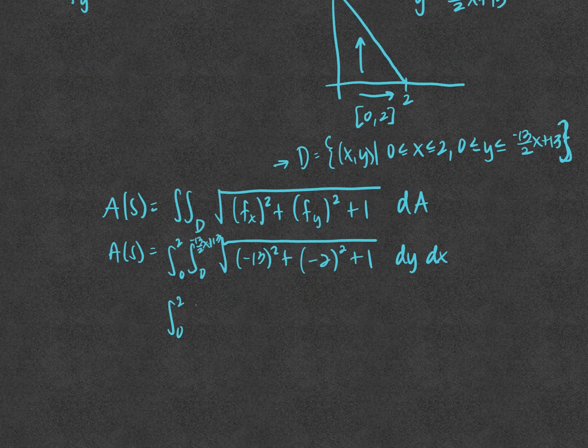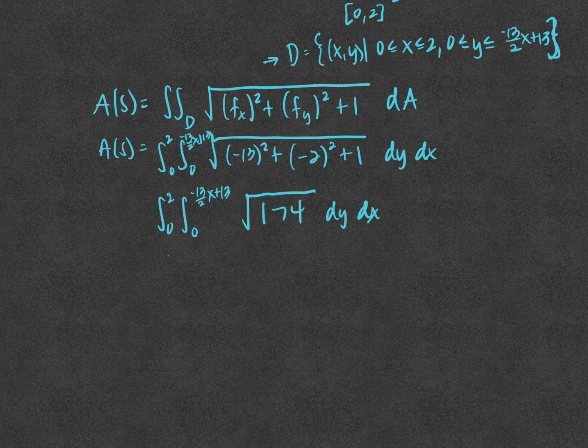So let's bring this down. We have 0 to negative 13 over 2x plus 13. And here we have 169 plus 4 plus 1 makes 174. We're going to integrate with respect to y and then with respect to x. When we integrate with respect to y, we just put a y on it because it's a constant. So we're going to say the square root of 174 times y from 0 to negative 13 over 2x plus 13, and we have a dx at the end.